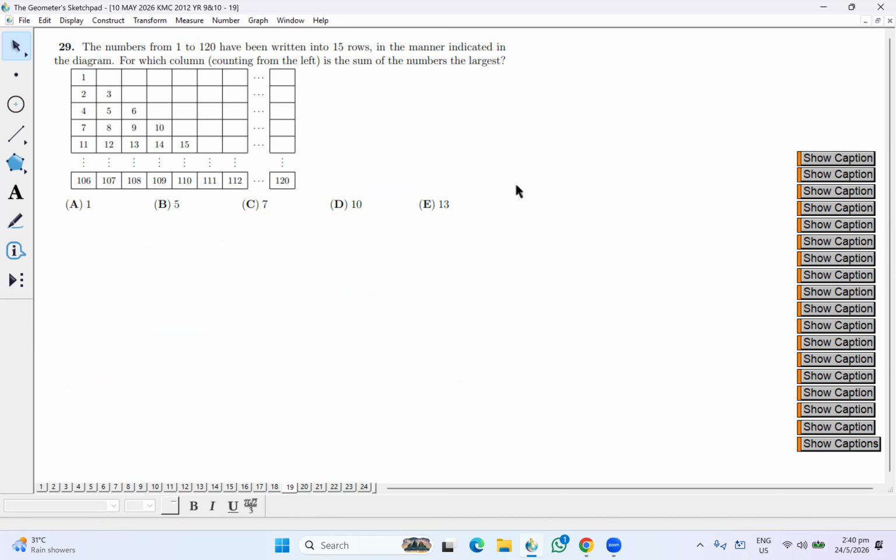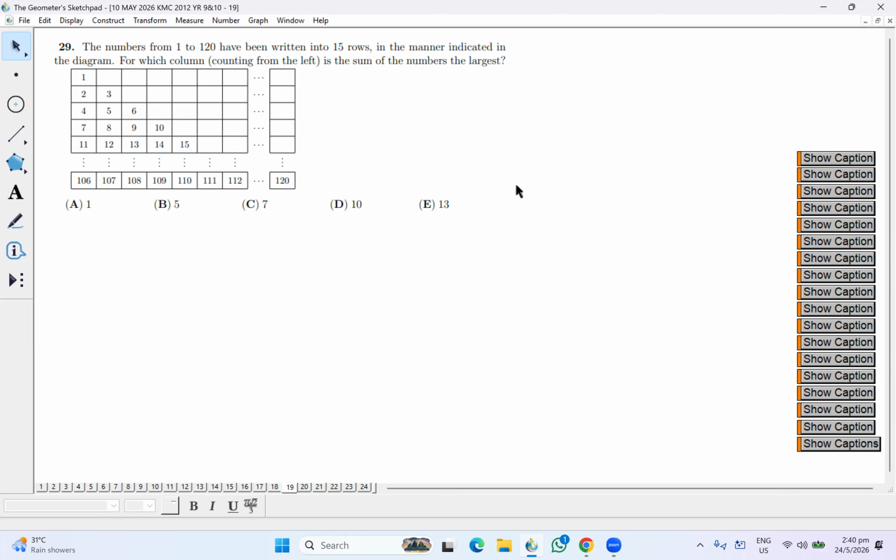The numbers from 1 to 120 have been written into 15 rows, in the manner indicated in the diagram. For which column, counting from the left, is the sum of the numbers the largest? So you will add up each column.